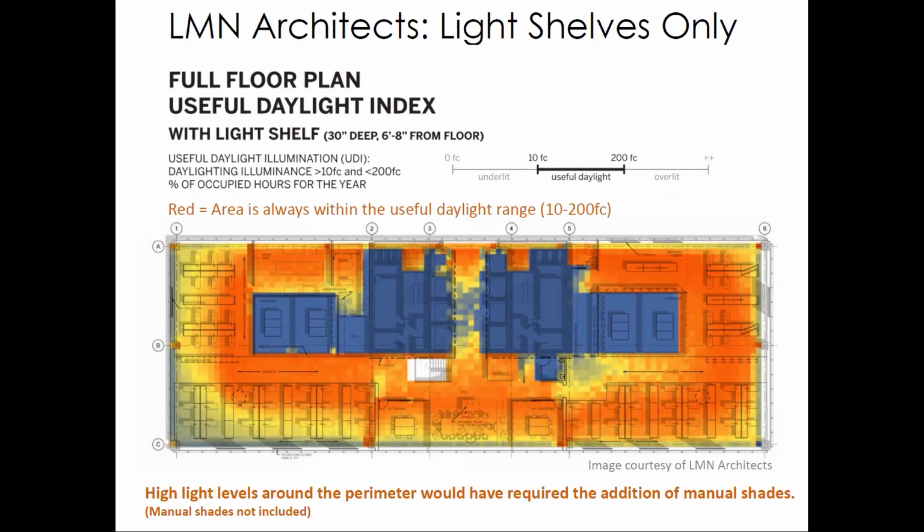And it's clear that the perimeter areas were getting too much light, so potential for glare, and too much light to be considered useful. So although there appears to be a pretty large useful daylight area on the building interior, occupants would still need shades and would likely leave them closed. This would have dramatically reduced the useful daylight zone. So this is what caused LMN to consider automated shades as an alternative to light shelves instead of being an addition.